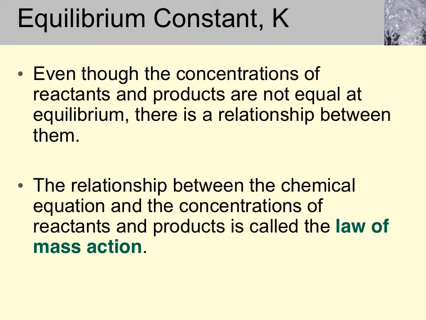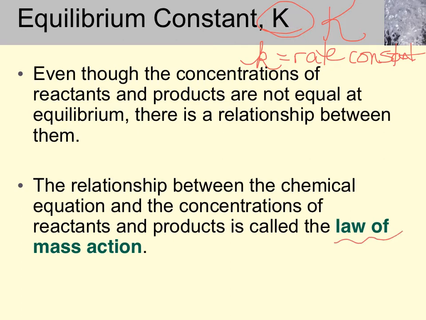There's a mathematical expression called the equilibrium constant expression, represented by a capital K. Now it's important to notice that it's capital K. Lowercase k is the rate constant. And so the equilibrium constant is an expression, which I'm going to explain to you in a moment, that gives a chemist an idea of the position of the equilibrium, how much reactant and how much product are both present at equilibrium. That relationship between product and reactant as expressed by the equilibrium constant is called the law of mass action. That's just a vocab term.